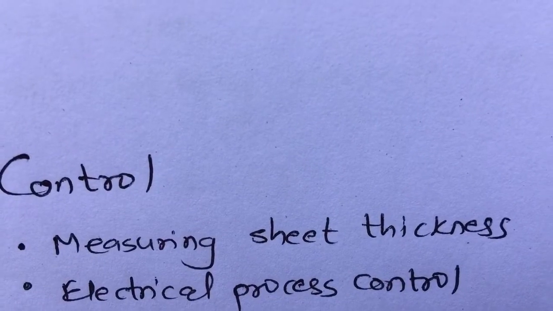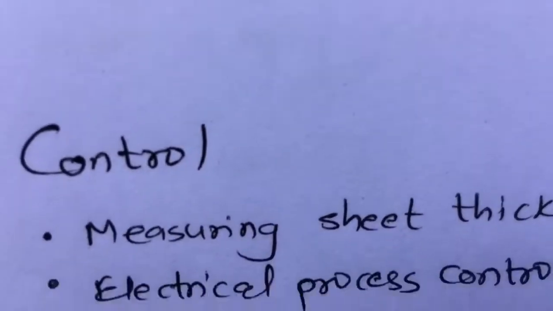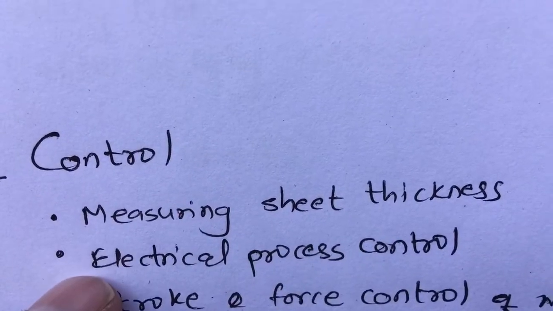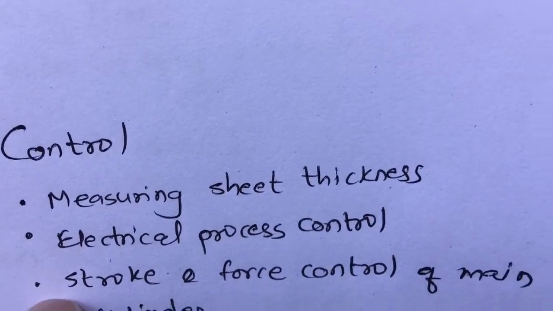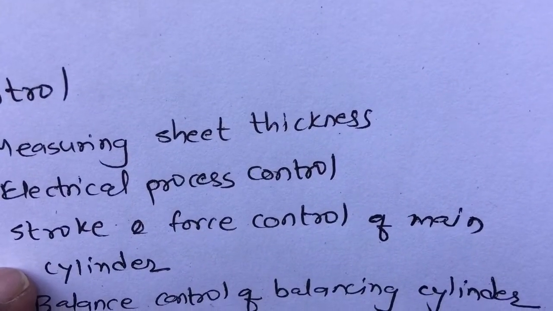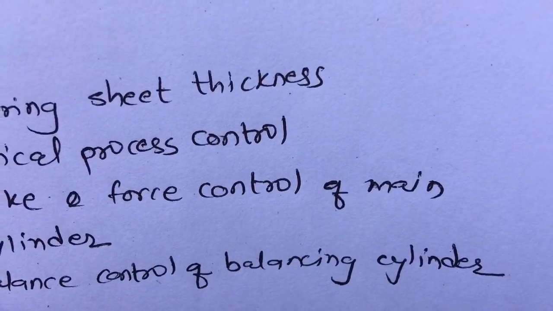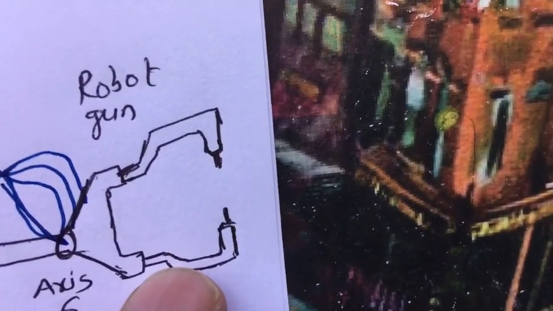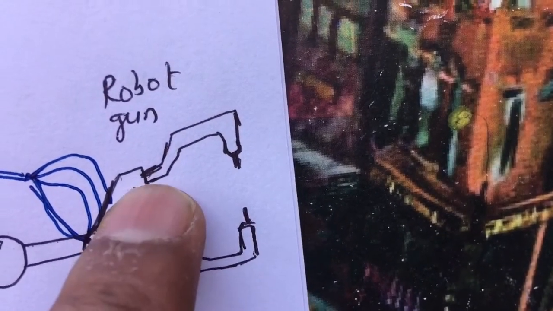The controls associated with this Vision Robotics Control Technology block are mentioned over here. One is measuring sheet thickness: the thickness of the sheet connected for spot welding is measured in this control block. Then electrical process control parameters are available. Then stroke and force control of the main cylinder is available. Then balance control of the balancing cylinder is available. Balance control means that since the weight of this robot gun is considerably large, the jaws present here need to be activated and deactivated.